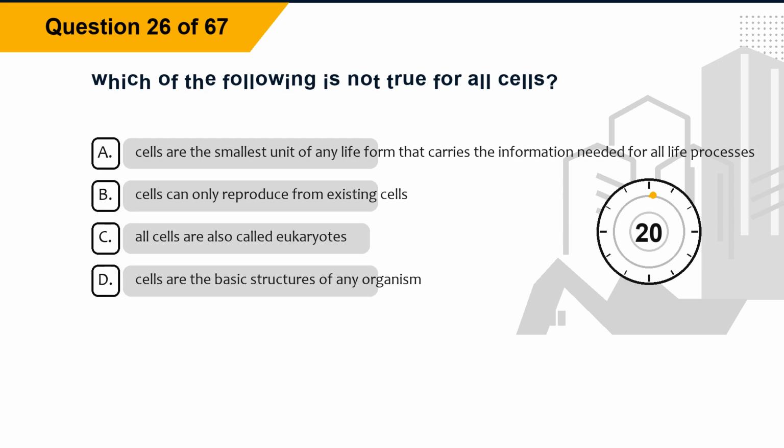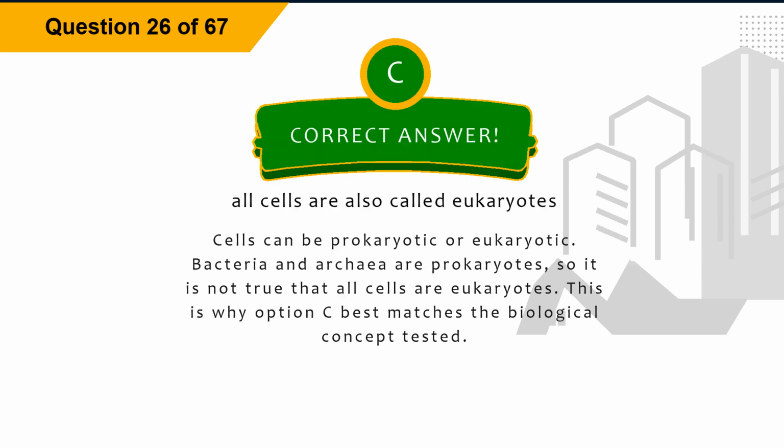Question 26. Which of the following is not true for all cells? Option A, cells are the smallest unit of any life form that carries the information needed for all life processes. Option B, cells can only reproduce from existing cells. Option C, all cells are also called eukaryotes. Option D, cells are the basic structures of any organism. The correct answer is option C, all cells are also called eukaryotes.